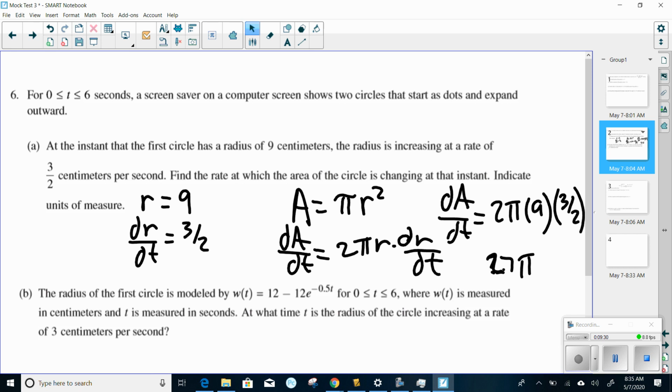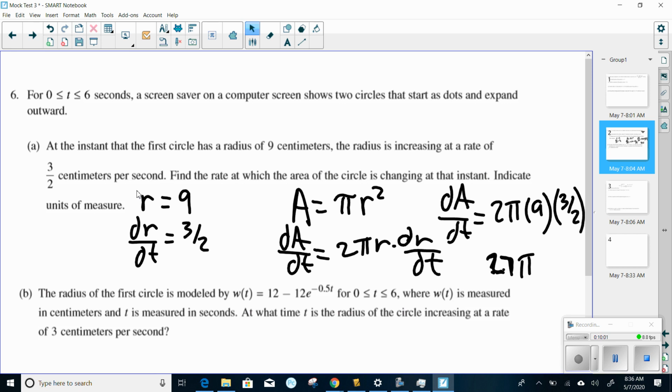And then make sure you include a unit of measure, right? It says right there, and I would write a sentence to end this. I would say, the rate of change of the area is 27 pi. So it was centimeters, so we would say 27 pi square centimeters per second. Right, so it's a rate of change. You have to have square centimeters per second as the answer there. So you'd write a sentence that gave your answer for that one.